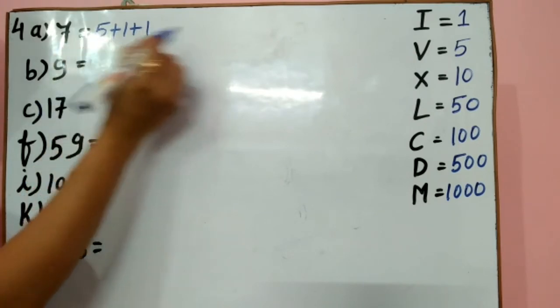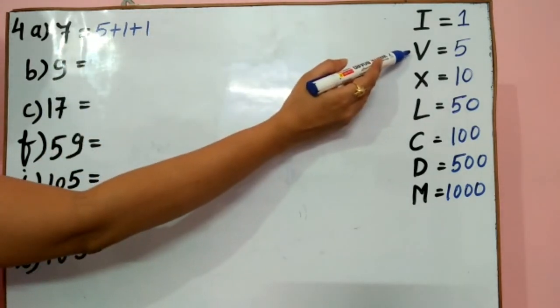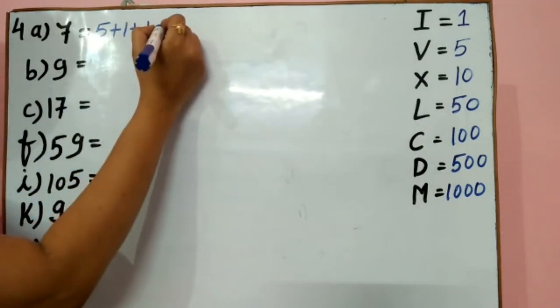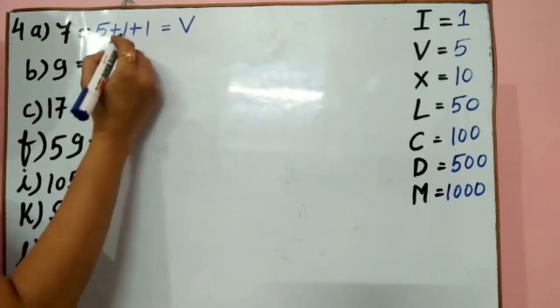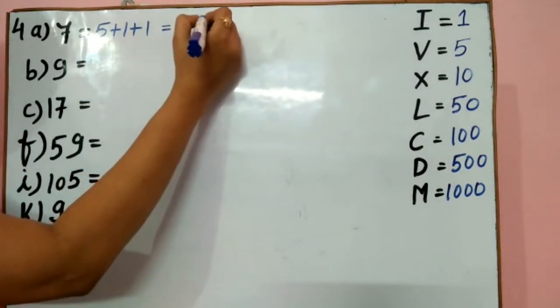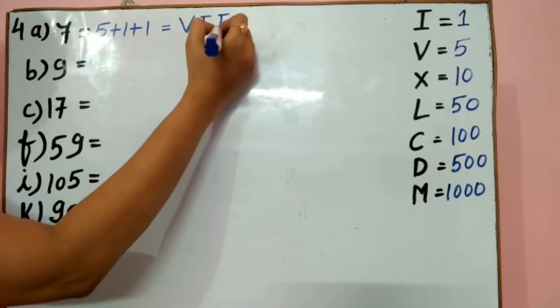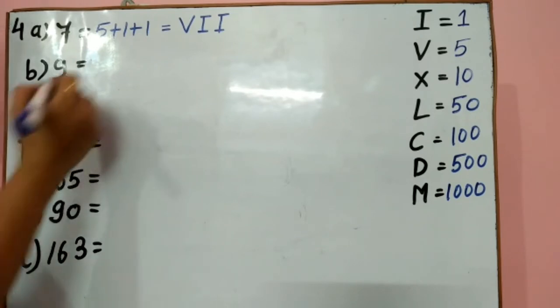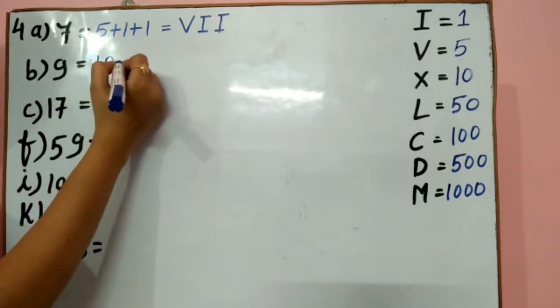And we know that V has the value 5, so we write V, and 1 is the value of I. 1 is 2 times, that's why we will write I 2 times. Understood?